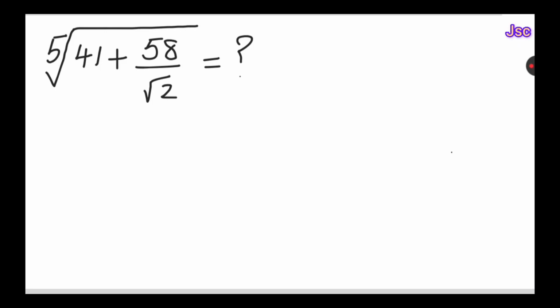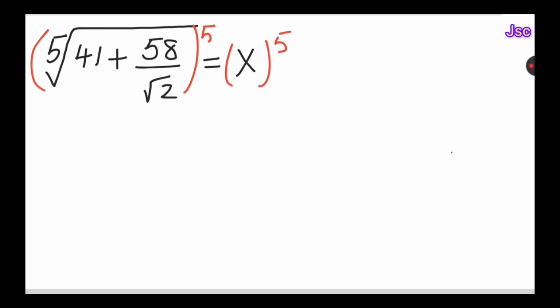Today we are going to tackle a challenging problem, finding the fifth root of a complex expression. After seeing the fifth root, usually what we do is assume this complex expression as some other variable like x, and then take the fifth power of it and try to solve it. We can follow this way, but here is the twist. I'm not going to use this approach.